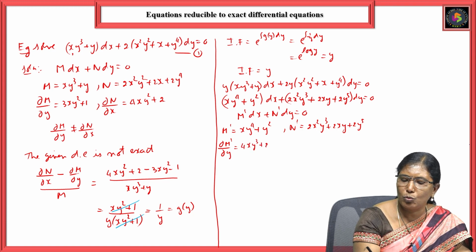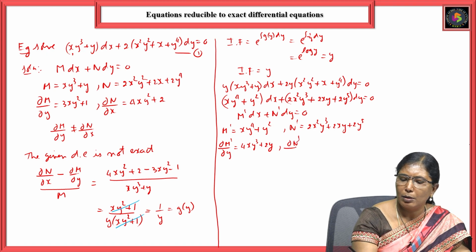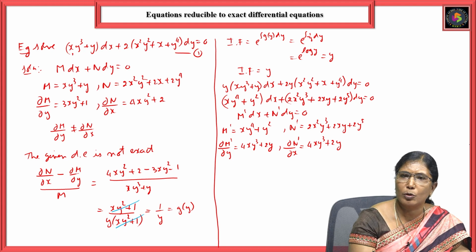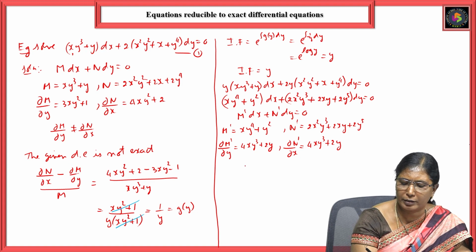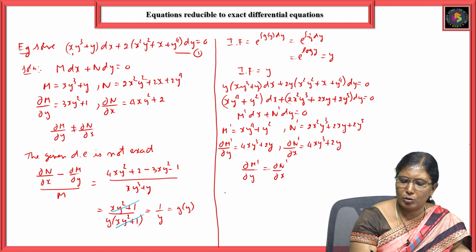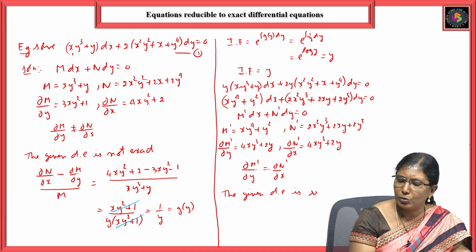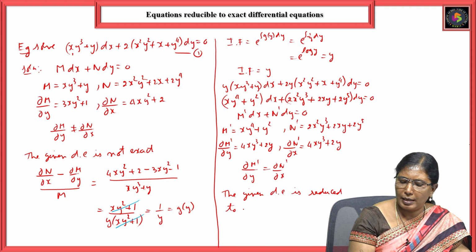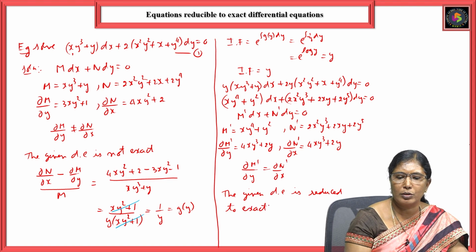4xy cube plus 2y. Differentiating n dash partially with respect to x, what do you get? 4xy cube plus 2y. Now check it. Dou m dash by dou y is equal to dou n dash by dou x. Why is it exact now? Because we have multiplied by the integrating factor. So dou m dash by dou y is equal to dou n dash by dou x. So the given differential equation is reduced to exact.